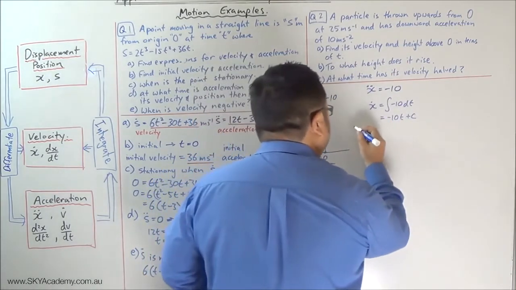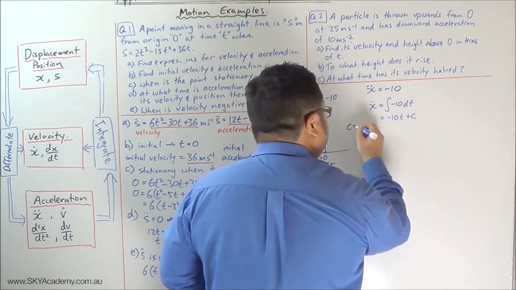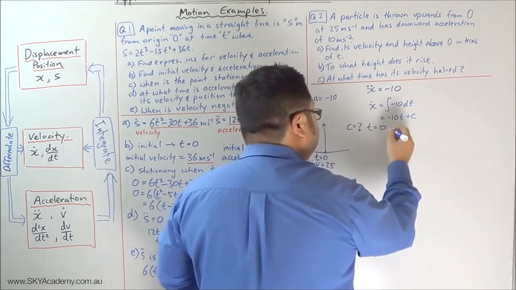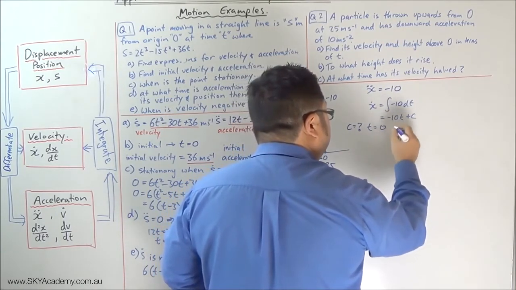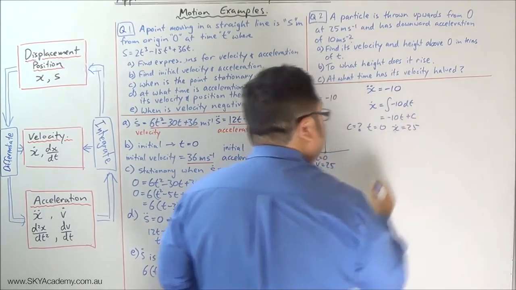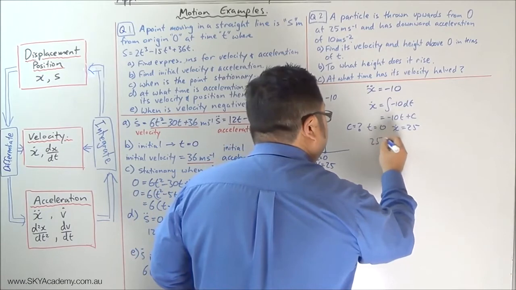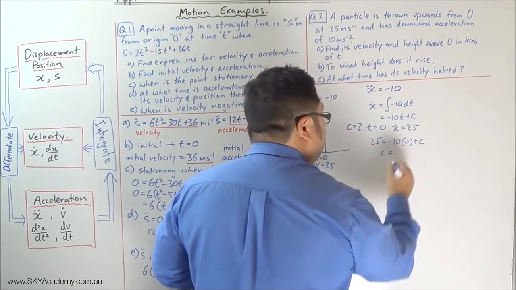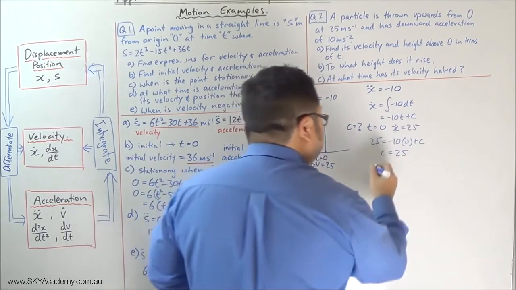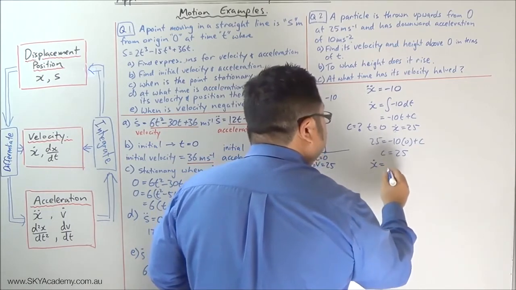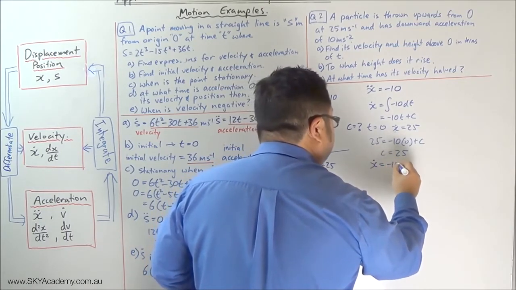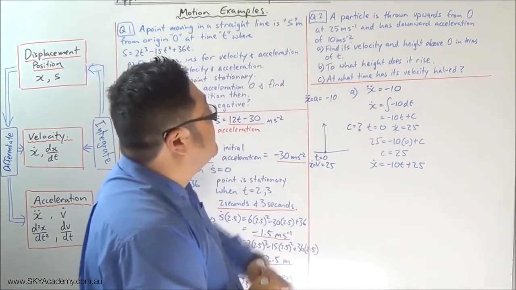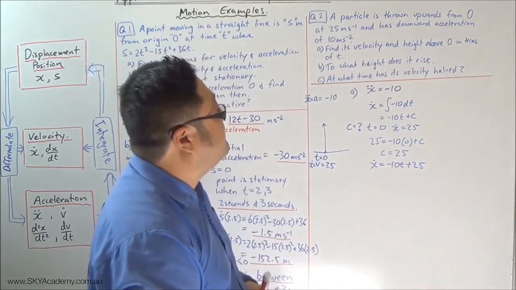Now we know that, to work out c, when t equals 0, v, or x dot, equals 25. So 25 equals minus 10 times 0 plus c, so c equals 25. So the formula for velocity is going to be minus 10t plus 25. Does that make sense? So find the velocity and height above 0 in terms of t.